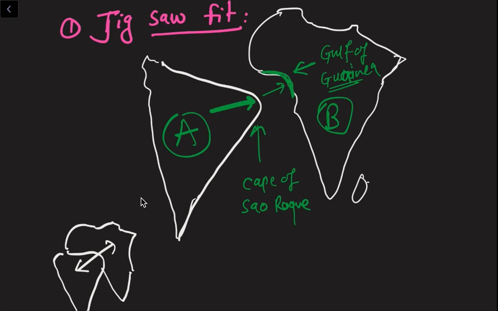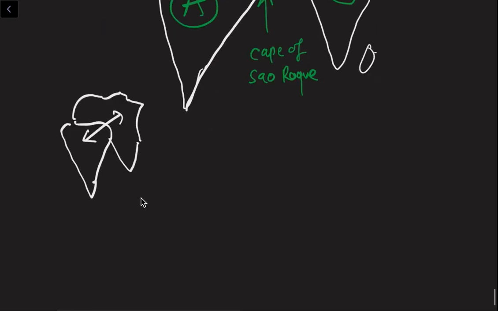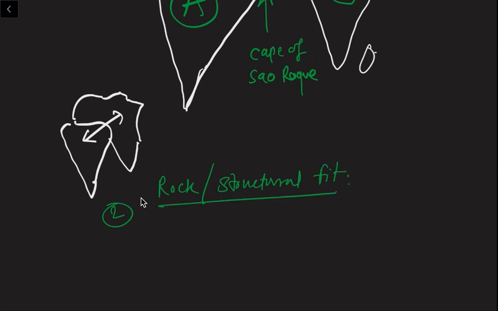Okay, but this cannot be the conclusive evidence. The shape is just looking like this, and it can be fit inside the other part. That doesn't mean that the continents were broken like this. But then he gave the second evidence. The second evidence is called rock structural fit. Rock or structural fit evidence.